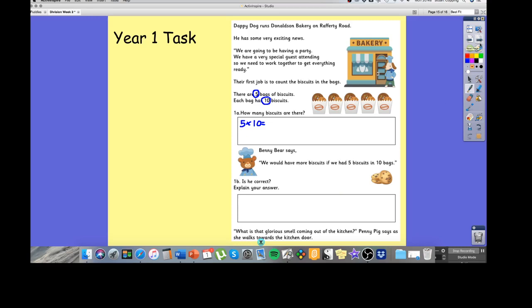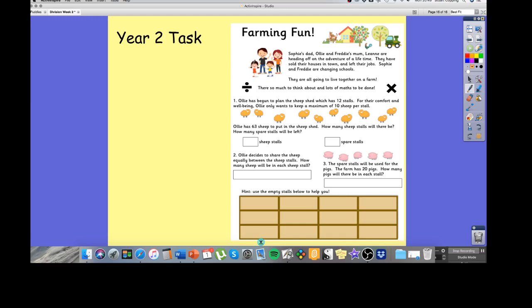So that's the year 1 task. So year 1s, if you've got the Dappy Dog Bakery sheet, you can turn the video off now and you can have a go at the questions. Year 2s, I'm sorry you had to sit through that. You've got Farming Fun, and this is a lot trickier. So it says you're definitely going to need some resources for this.